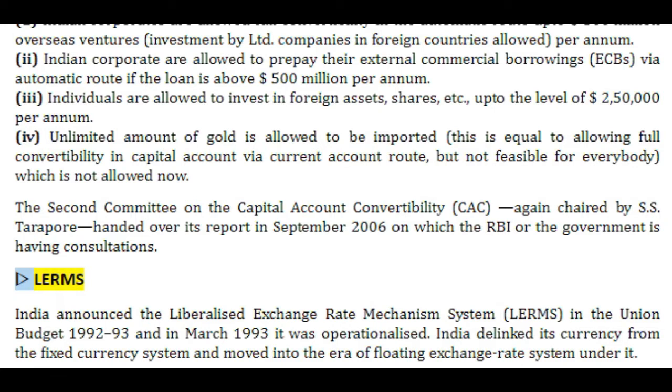LERMS. India announced the Liberalized Exchange Rate Management System, LERMS, in the Union Budget 1992-93, and in March 1993 it was operationalized. India delinked its currency from the fixed currency system and moved into the era of floating exchange rate system under it.